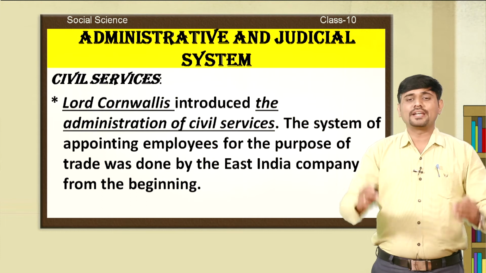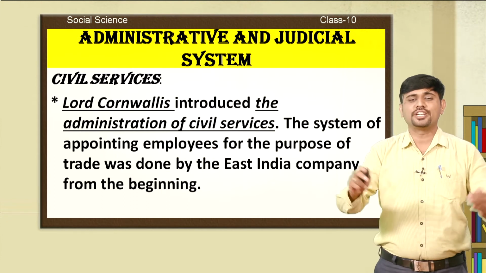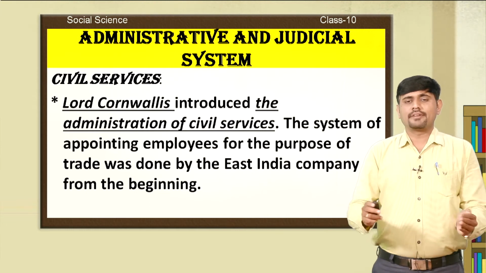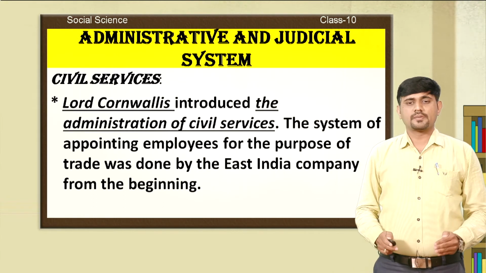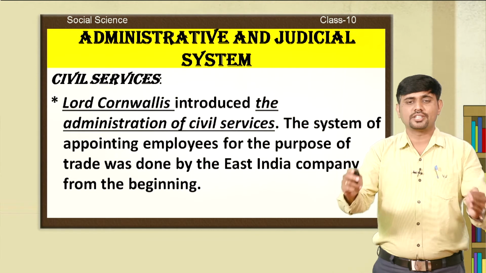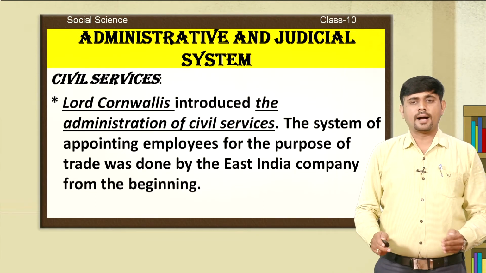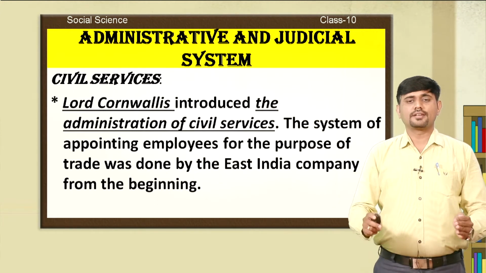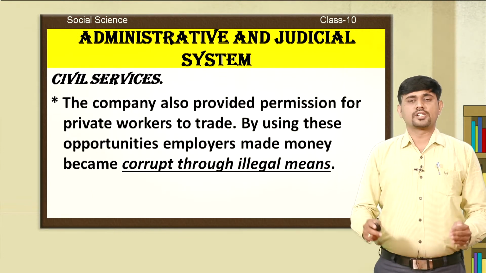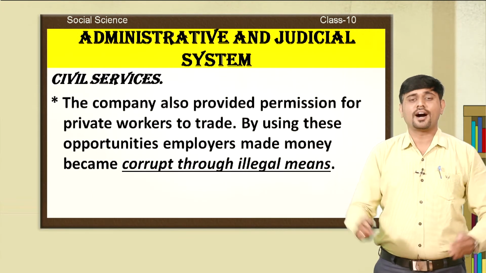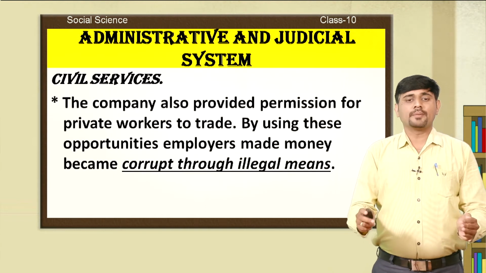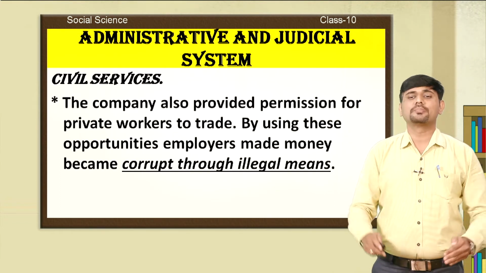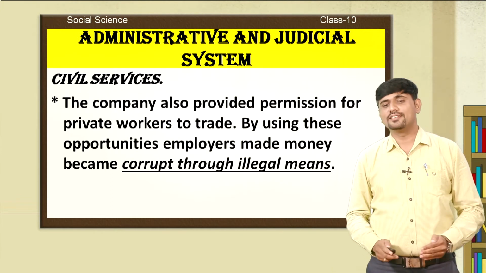The system of appointing employees for the purpose of trade was done by the East India Company from the beginning. Dear students, Lord Cornwallis, eminent Governor General of the British East India Company, was appointed in the year 1786 as the Governor General of India, came to India, and made several reforms in the Indian administration system. In that, the first one, civil services. He was called the father of the civil services in India. The company also provided permission for private workers to trade. By using these opportunities, employees made money and became corrupt through illegal means.